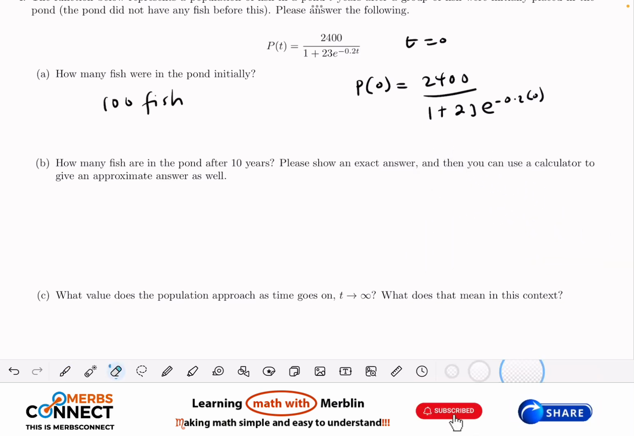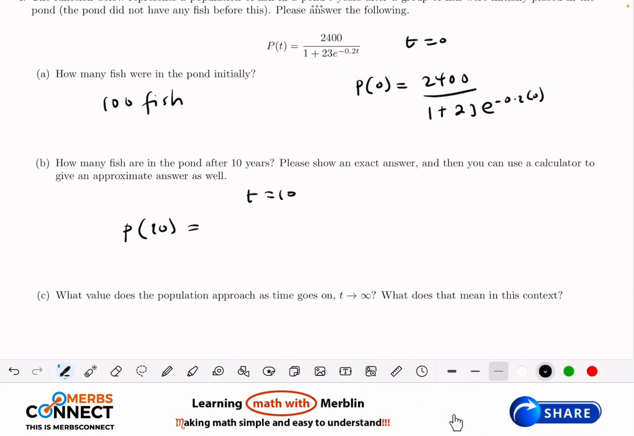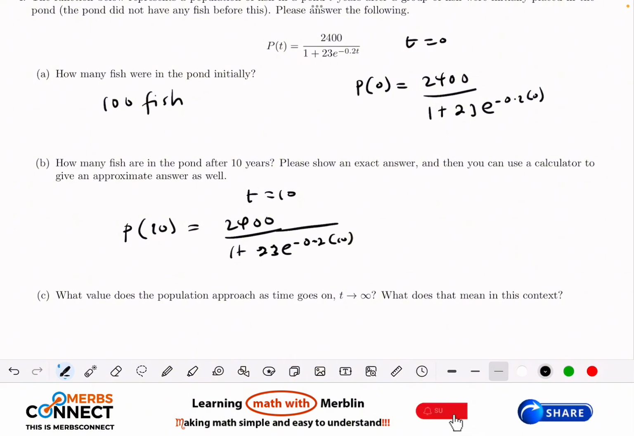Now let's look at B. How many fish are in the pond after 10 years? So this is the model, right? So after 10 years, that's when T is equal to 10. So we just plug 10 into the model here, then we are going to have 2,400 divided by 1 plus 23 e to the power minus 0.2 times 10.